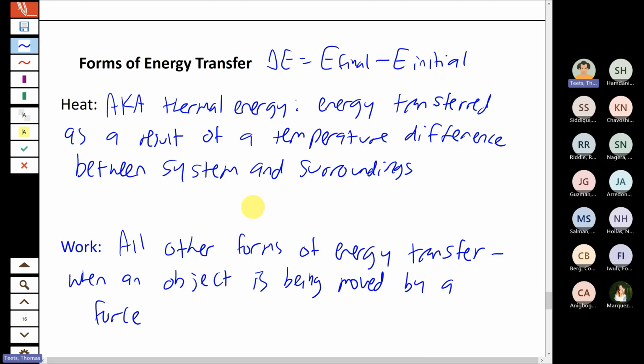And so mostly in chemistry, we measure energy transfer as a function of heat only, which is easier to measure, especially for reactions that happen in solution like we've been talking about. But work can occur, and we'll talk about that a little bit, especially at the beginning of this chapter.